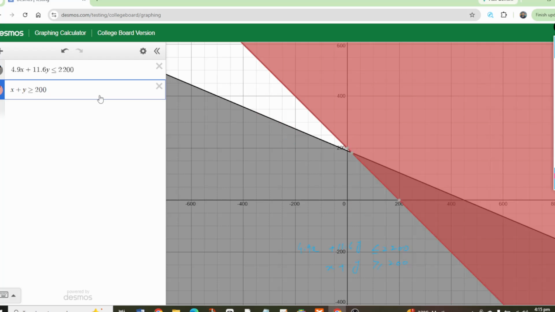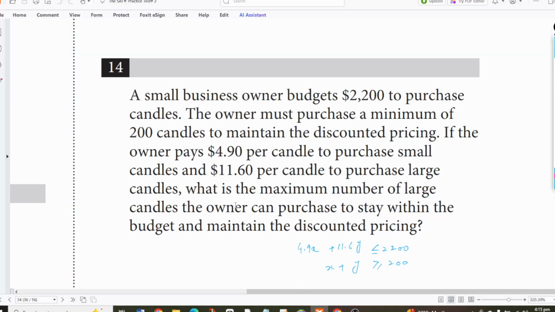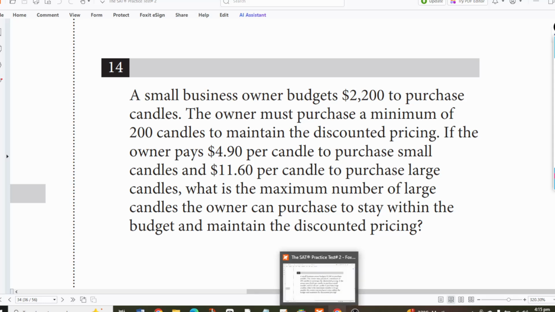All right, so these are our intersections. Okay, this is the first intersection where you buy 200 small candles, because x is small ones, and 0 large candles. That's not our solution. We are required to find out the maximum number of large candles. So maximum number of large candles means we have to find out where y is maximum.